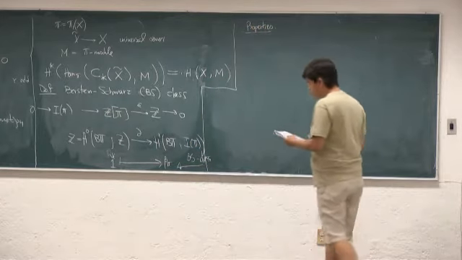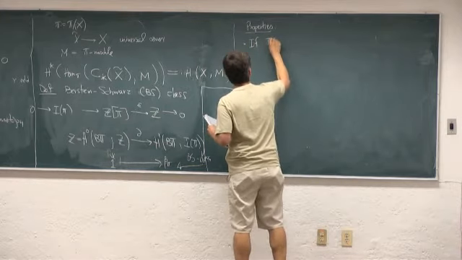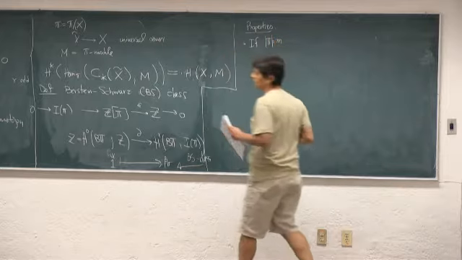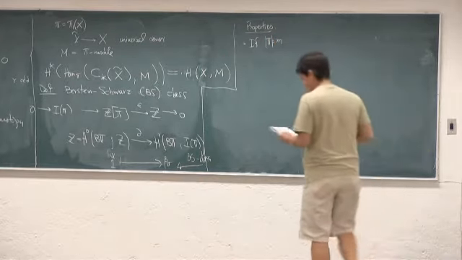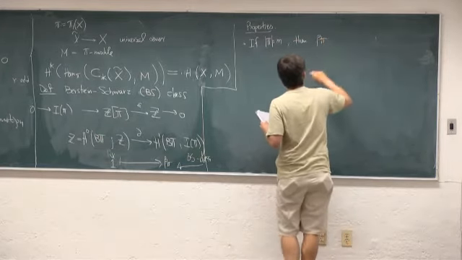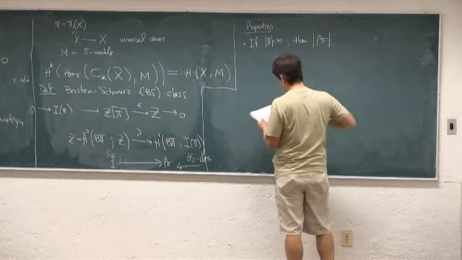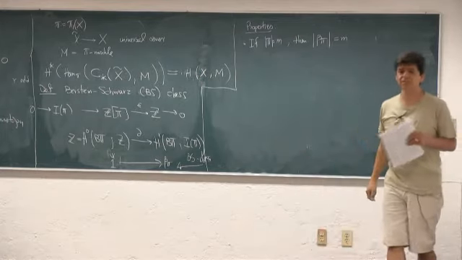Namely, if the group pi has m elements, and here m could be infinite, then this class has order also m. Namely, m times that is 0.